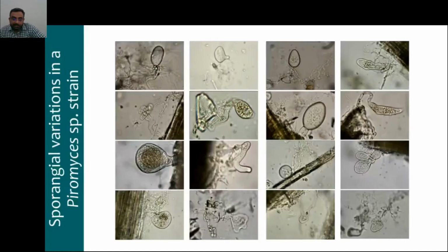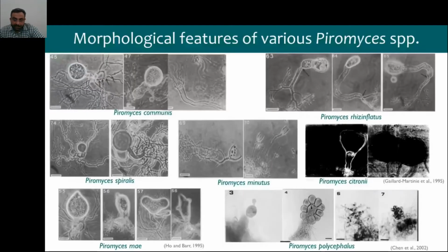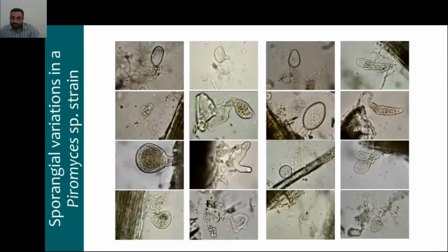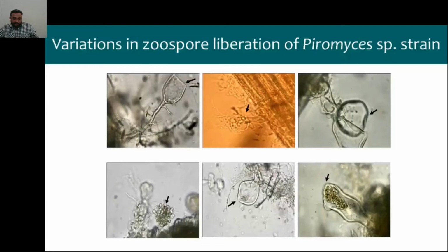We can see the same strain showed various types of morphologies. Now, suppose this is a multisporangiate structure, this is also multisporangiate. So even though it is the same strain, if you go by morphology-based identification, this particular strain will be identified as Pyromyces citronii, as in this case, and also these are papillated structures in these cases. So again, these features are not consistent and cannot be used, but they were used.